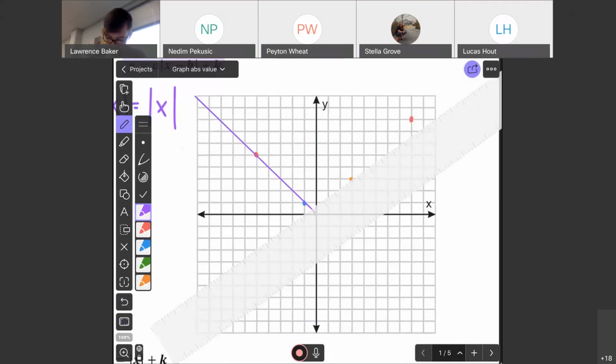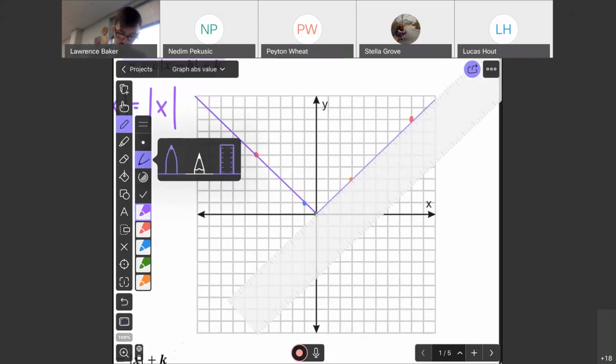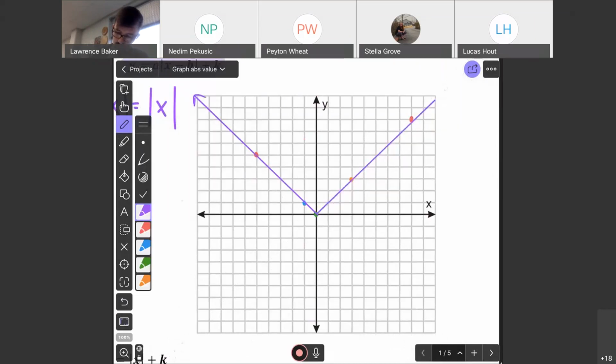This ruler is a little funky. It won't give me exactly what I want. Graph like that. Remember, this point here is called the vertex. We see that it's at 0, 0. The parent function has a vertex at 0, 0.